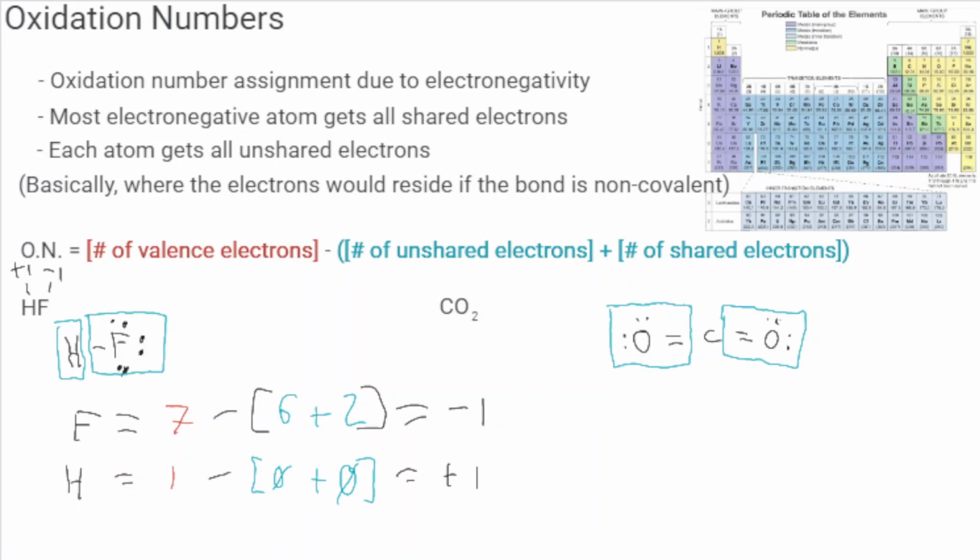And now we can determine the oxidation numbers. So let's go ahead and do it for oxygen. For oxygen, we're going to have our number of valence electrons. Oxygen is right here, so we're going to count 1, 2, 3, 4, 5, 6. So we get 6 valence electrons for oxygen.